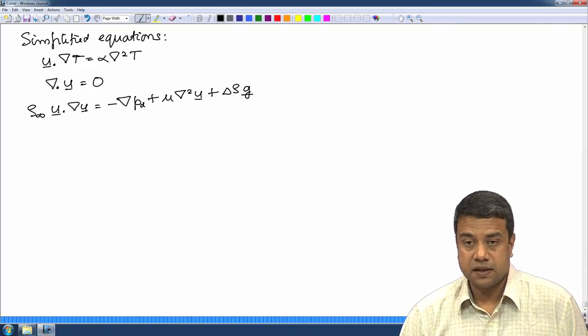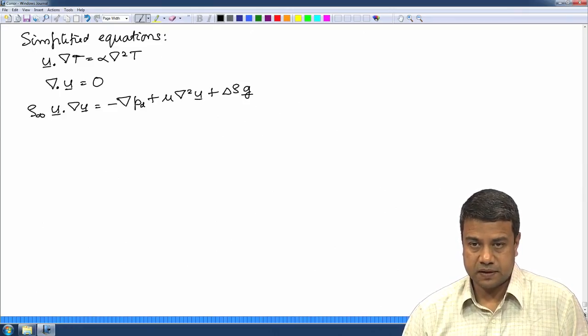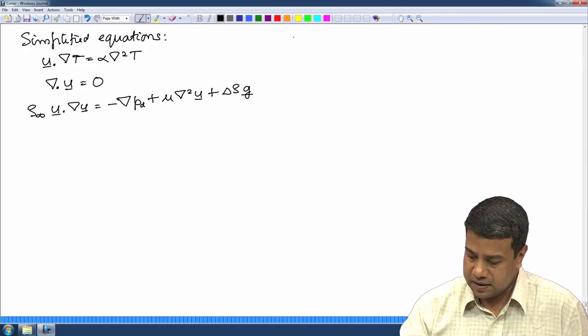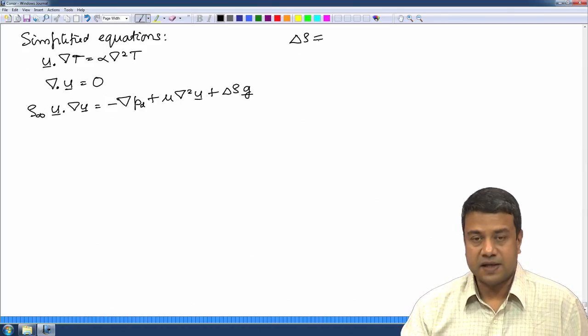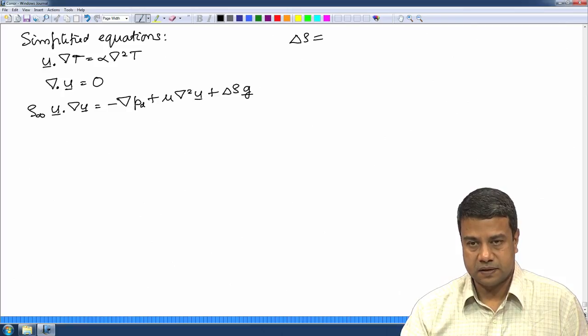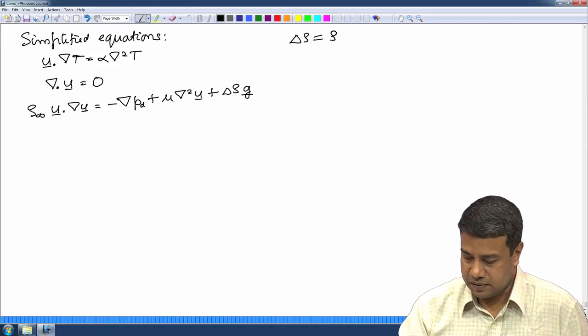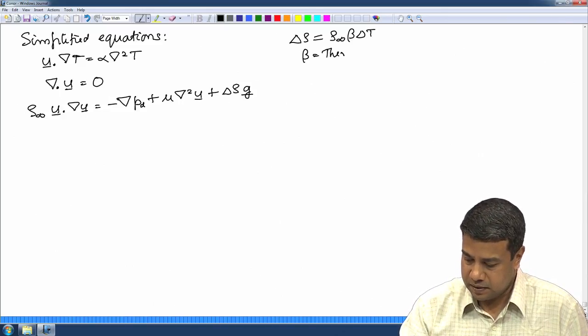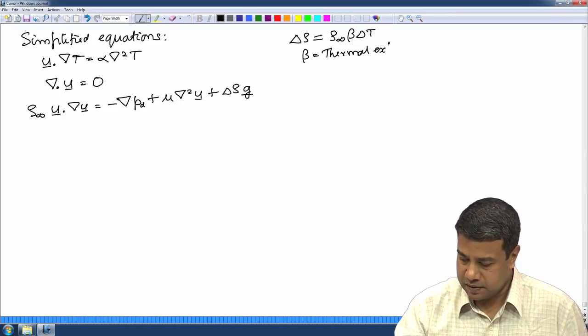Now, the density variation depends upon the temperature variation. If you assume that the density variation is small, as I have assumed in this case, that density variation can be written as a linear function of the temperature variation. This is written in the following form: delta rho is equal to rho infinity beta times delta T, where beta is what is called the thermal expansion coefficient.